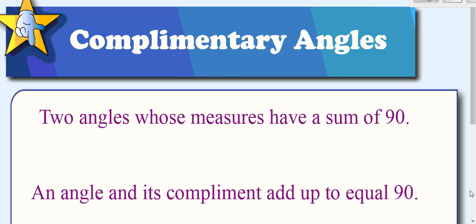So first, let's talk about what complementary means. And that means two angles whose measures have a sum of 90. So, this is spelled wrong in here. This is actually complementary.